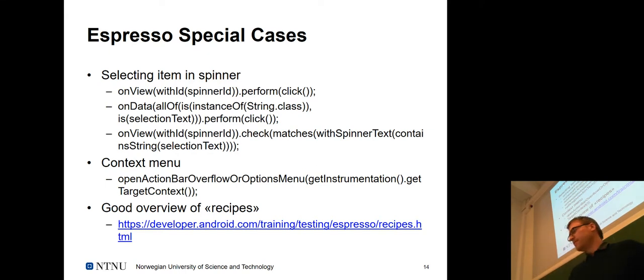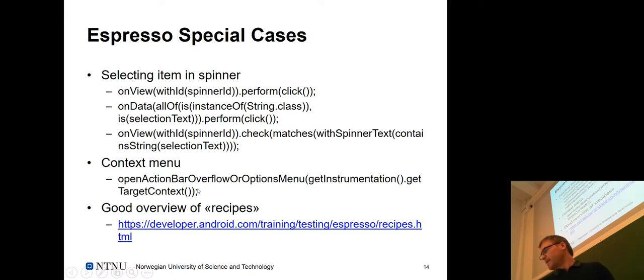So for a spinner, for example, you would select the item with the spinner ID and perform a click on it. Then you would look for data that matches a particular selection text in the spinner, and then perform a click. So you selected the actual item, and then you can do your check on that one. So you again select the spinner and then check whether the item that has been selected now contains the given selection text. Yeah, so that would be a typical way of doing this one.